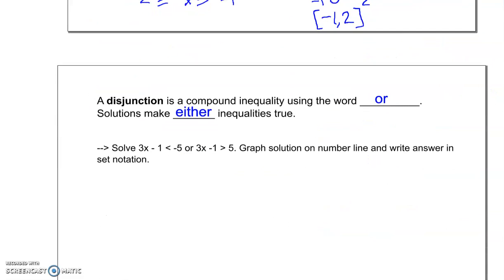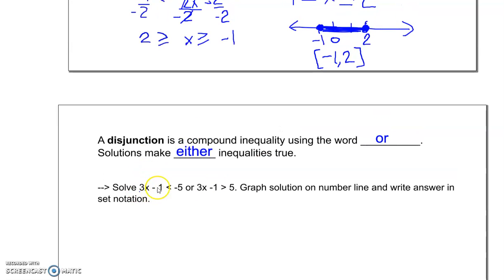Okay, let's look at the very last section here. In this section, instead of using and, we're going to use or. And this is called a disjunction. A disjunction is a compound inequality using the word or, and the solutions are all of the points that make either one of them true. So if it makes the first one true or it makes the second one true, it's going to be included in our answer. So for the ands, we looked for the overlap. For the ors, we're going to include everything that makes either one of them true. So it's like adding the two pieces together.